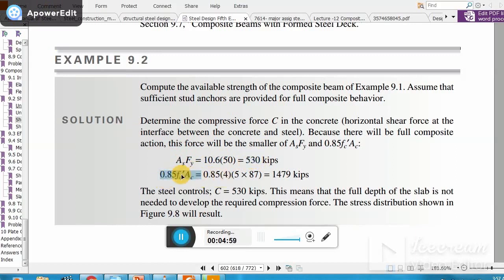Now you find Cc. Okay, Fc prime is 4, Ac is basically nothing. This is BE, that is 87 given, and this is the thickness of the slab, it is given, and you find out 1479. So here the same case is as in our previous example. Fy As is less than this one, so our PNA, plastic neutral axis, lies within the concrete, and that's why we select the lower value, that will be our C value, and this is the force value. This means that the full depth of the slab is not needed to develop the required compression force.